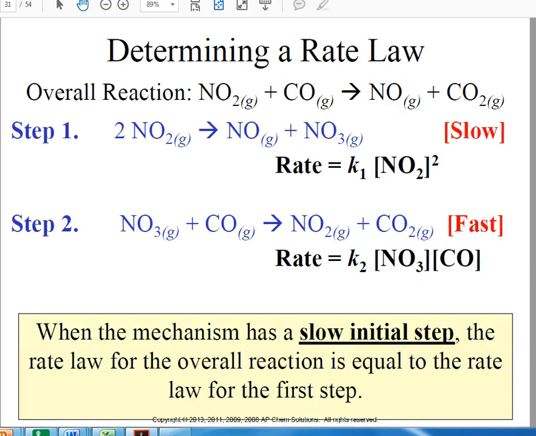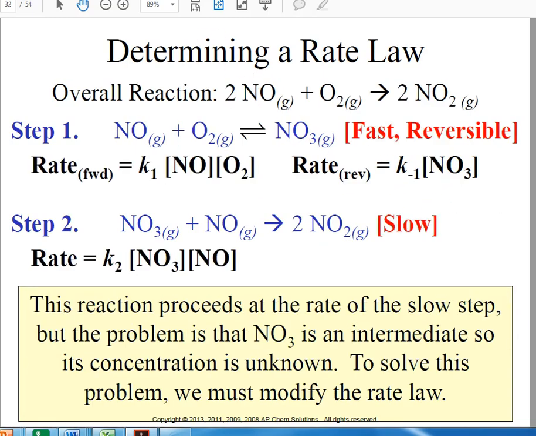As long as the mechanism has a slow first step, like we see here, then the rate law for the overall reaction is the rate law for the first step. So that's what we saw here. The first step was slow. The rate law for the first step is the rate law for the overall. However, if your second step is slow, you have to think about the first and the second step. So if your subsequent step is slow, like your first step is not slow, it's fast, then when you look at your slow step, you've got to look back to figure out the overall rate law.